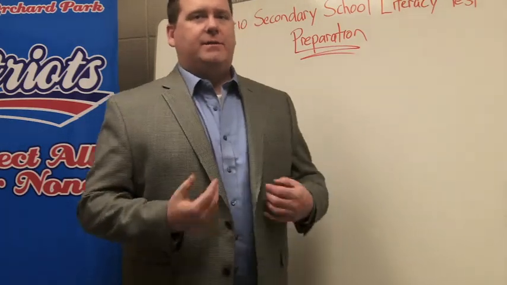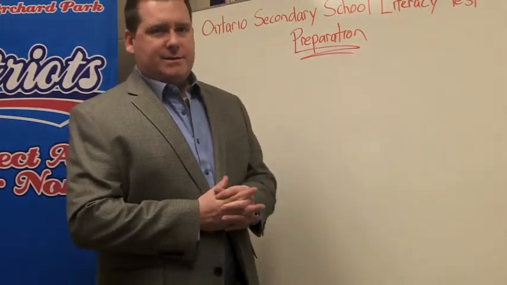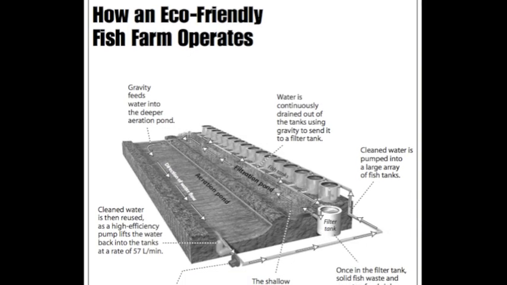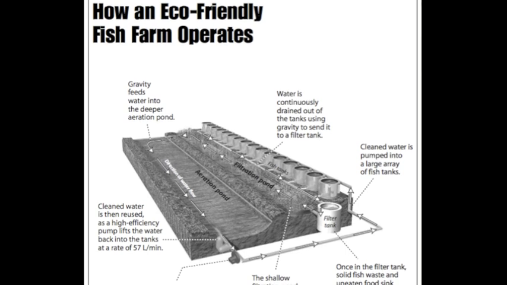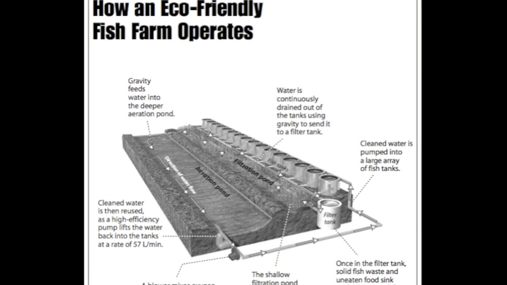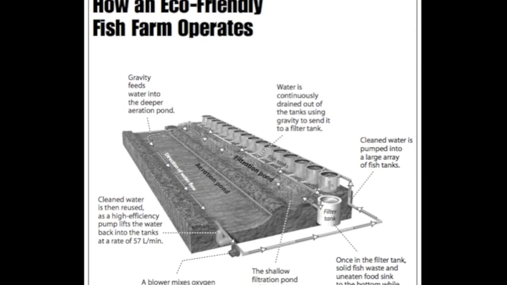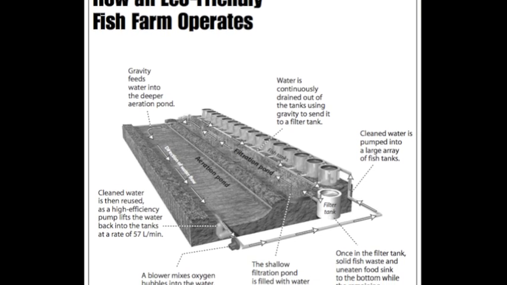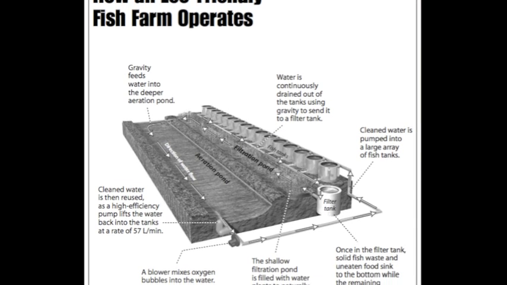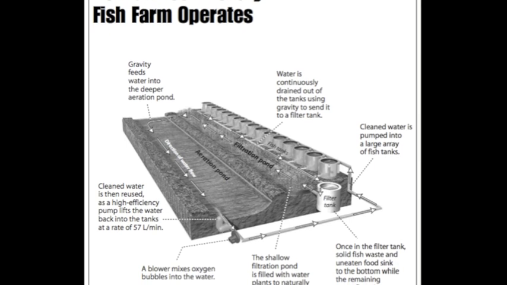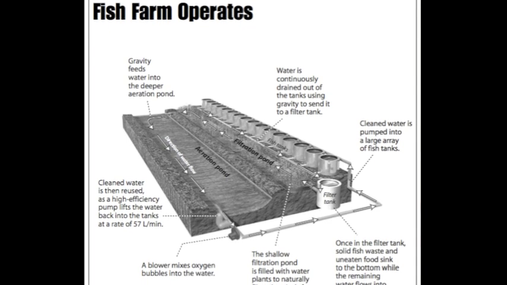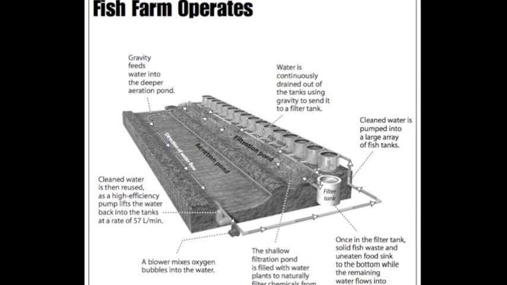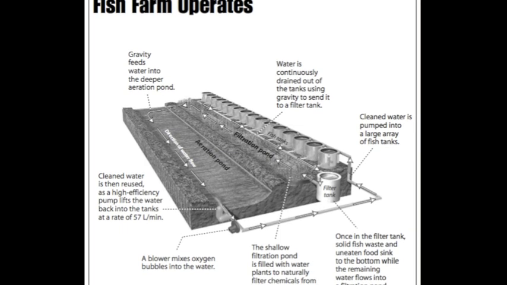We're going to take a look at two different examples of graphic texts. The first one that we're going to take a look at is called How an Eco-Friendly Fish Farm Operates. Now, when you take a look at the initial picture here, for many people, the frustration may be that you don't know how to read it to begin. You're used to reading things from left to right, but if you start on the far left of this and try to move over to the right, there's obviously not a flow to the information.